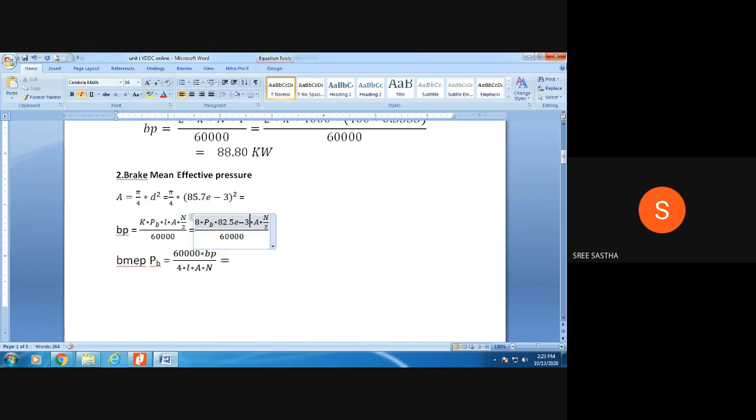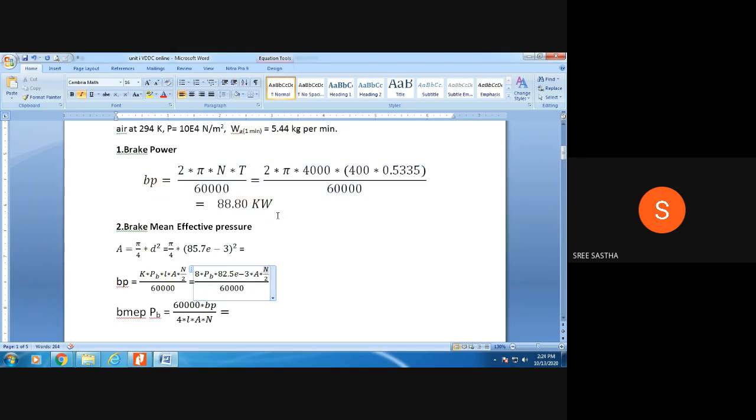Area you might have found from the previous formula. Speed is 4000 rpm. See, I have substituted all the values instead of PB. So now what I am going to do is I know BP. BP you have found out here, 88 point something. So next step, see this 8 denominator 2. So 2 and 8 will be changing into 4.